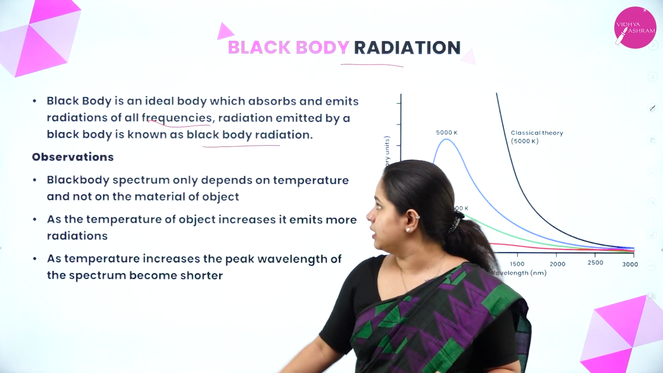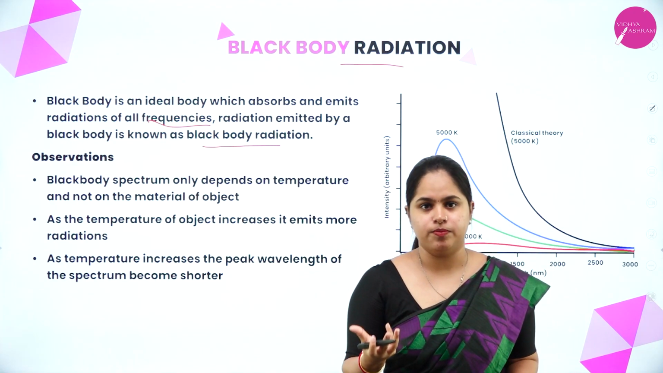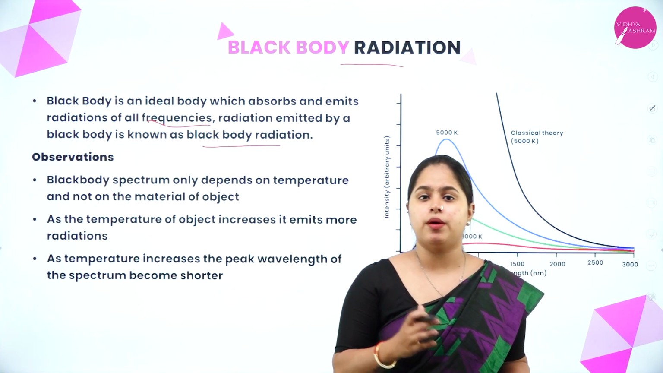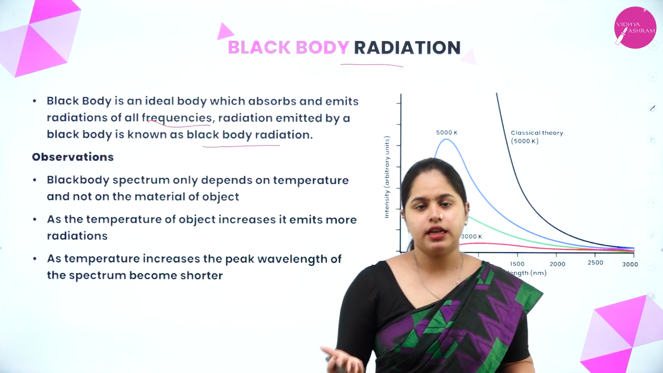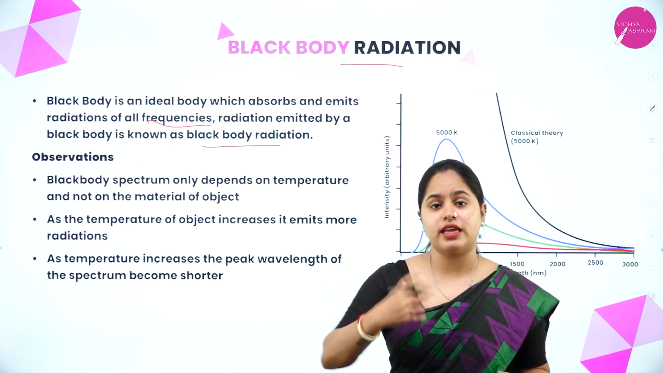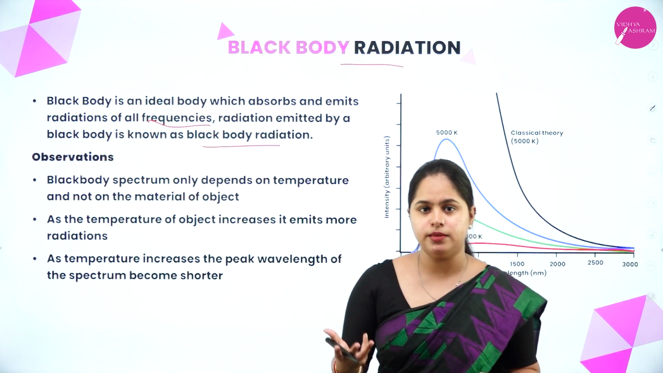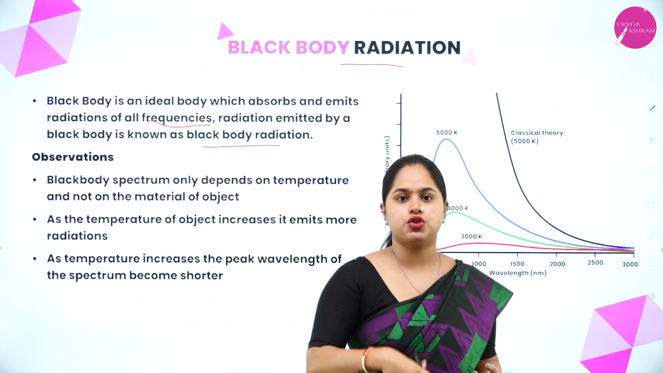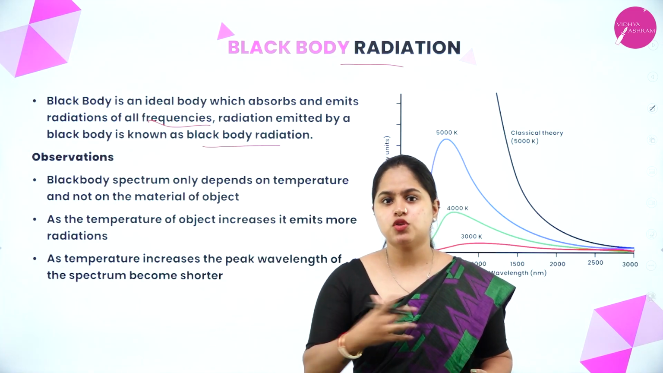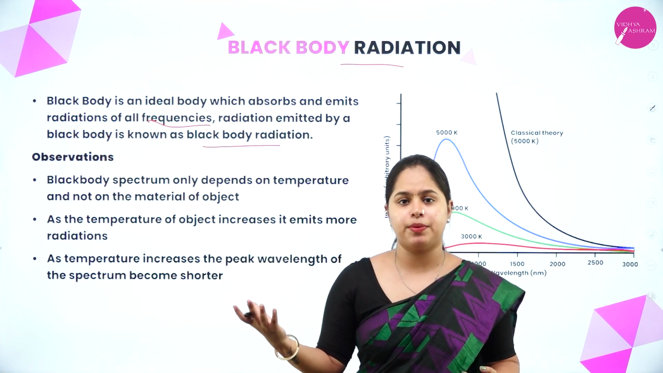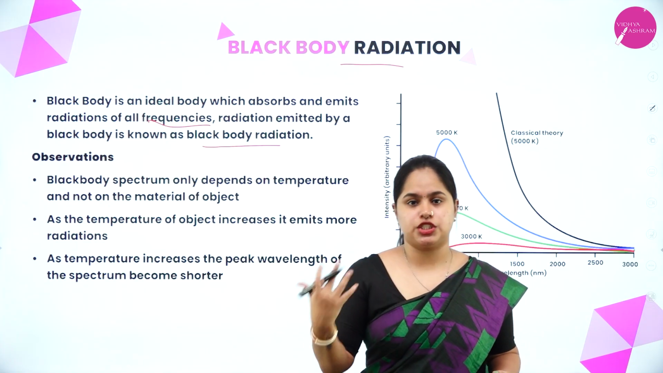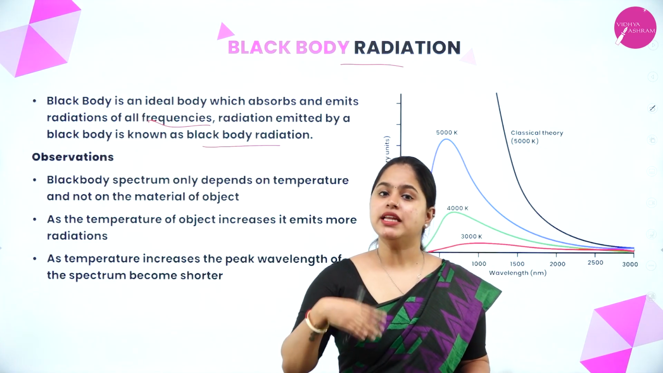What you have to understand is, it is an ideal body. Generally it is not possible that any body can absorb and emit all sorts of radiations, right? To understand this, you have seen that when we heat iron and increase the temperature, the color changes to red first, then to white, and then to blue. Why is this color change happening? It is because when we heat iron, it is emitting radiations, right?